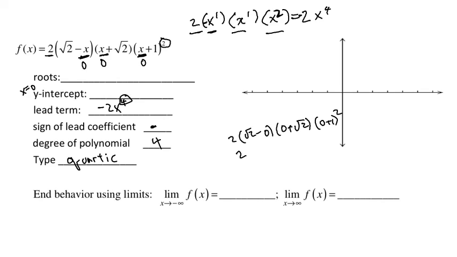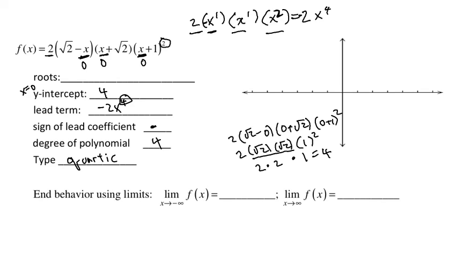So basically that's going to be 2 times square root of 2 times another square root of 2 times 1 squared. These two multiply together just to be 2. So it's 2 times 2, and 1 squared is just 1. So that would end up being 4 when we multiply that out. So the y-intercept is at 4.